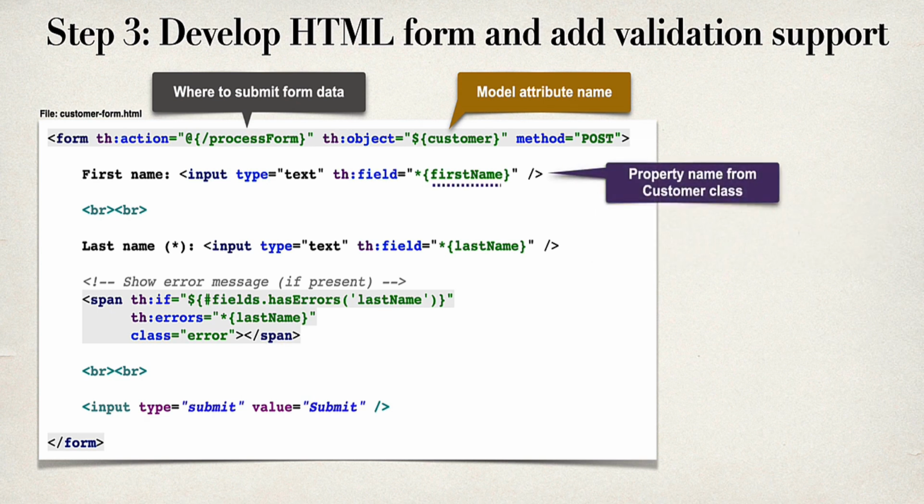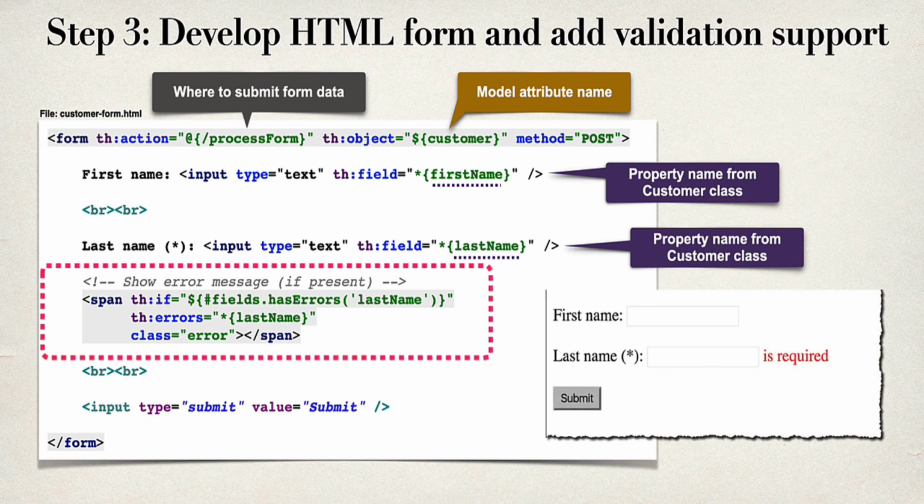For the first name field, we make use of the input type equals text, and then we give th:field equals first name. This maps to the first name property on the customer class. And then we repeat the process for the last name field. And just make note of the special notation there for the star, curly braces, and the actual name of the property.